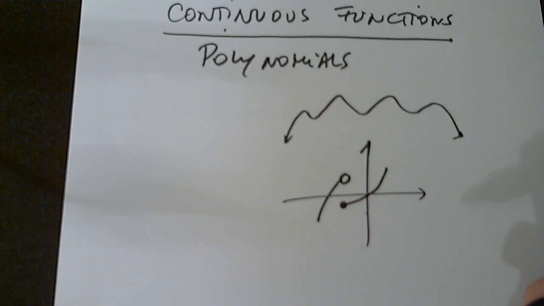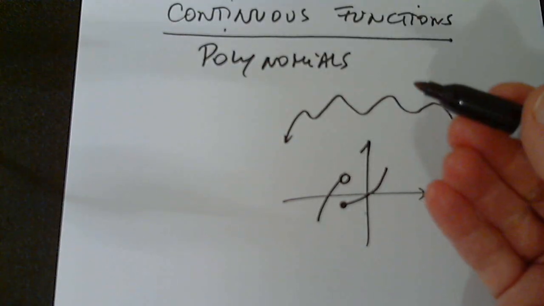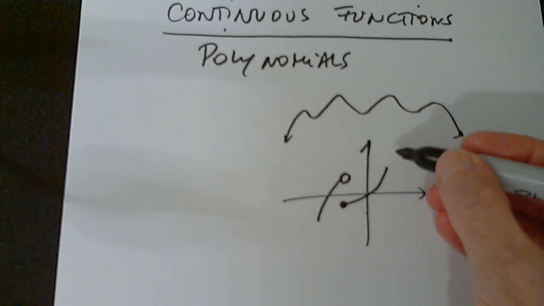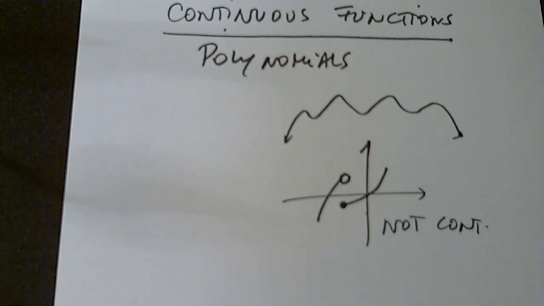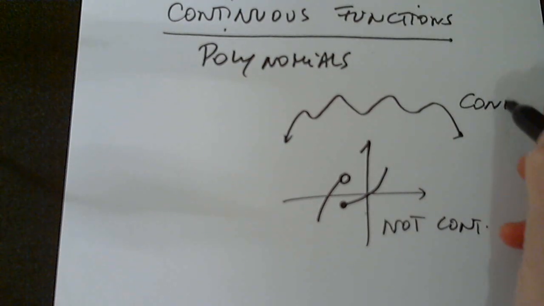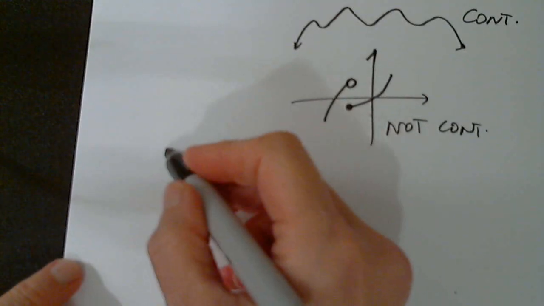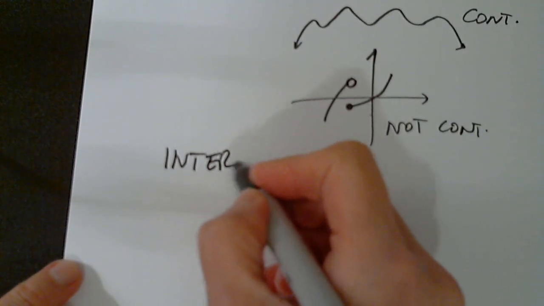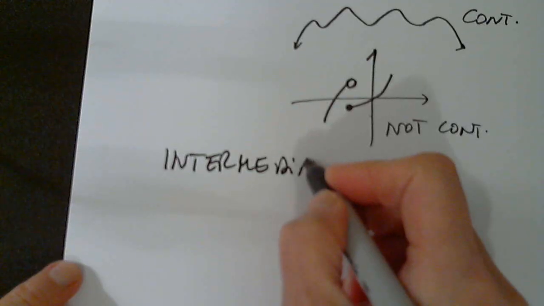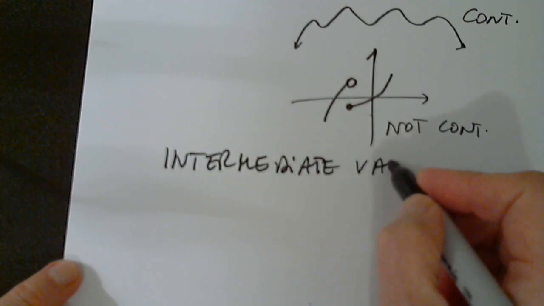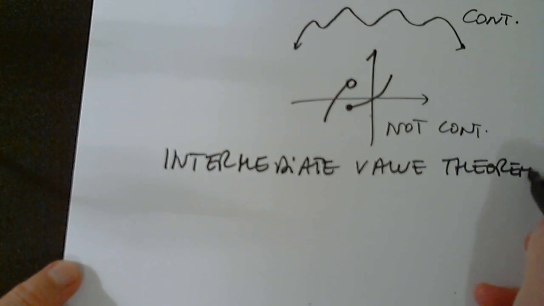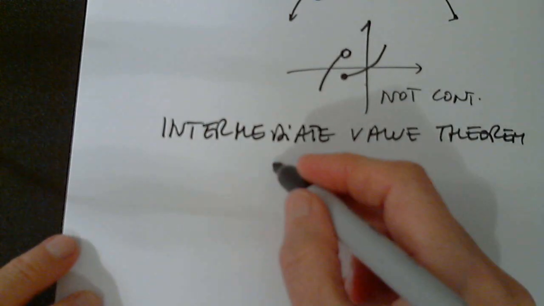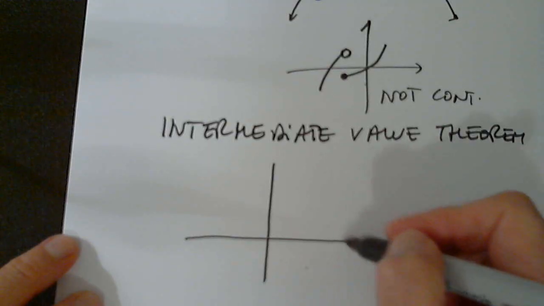It has a gap. I had to raise the marker off the paper and start somewhere else. This is not continuous, but this is continuous. So what does this intermediate value theorem state? Here is what it says.